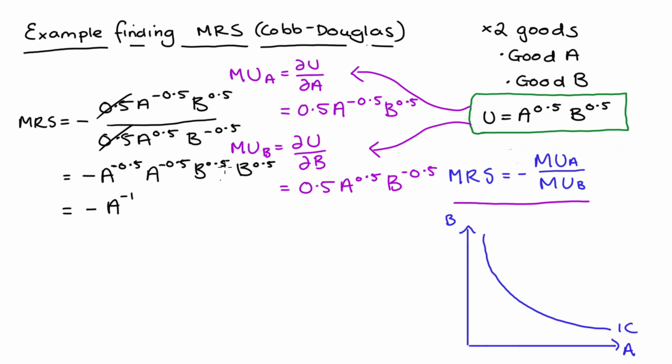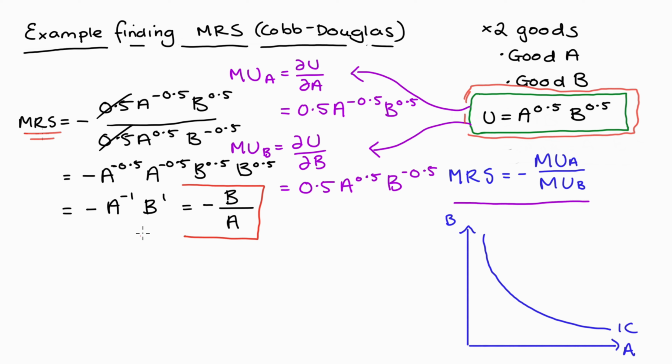We can think about the B's next. We have B to the power of 0.5 times B to the power of 0.5, which will be equal to B to the power of 0.5 plus 0.5, so B to the power of 1. So we're left with our marginal rate of substitution equal to the negative of A to the power of negative 1 times B to the power of 1. This simplifies to the negative of B divided by A. I've just dropped those exponents of 1, they're implied. And so that's our marginal rate of substitution associated with this Cobb-Douglas type utility function.